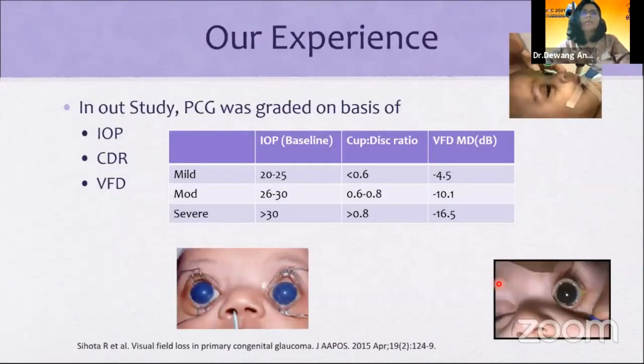So in our center, we had studied the cases of primary congenital glaucomas, and we had included those having at least 5 years of follow-up. When we looked at their data, we had noted that patients presenting with a baseline IOP between 20 to 25 and a cup disc ratio less than 0.6 had a visual field defect with a mean deviation on average of approximately -0.5, whereas the patients having IOP more than 30 and a cup disc ratio more than 0.8 had a tendency to develop a more severe visual field defect over time.